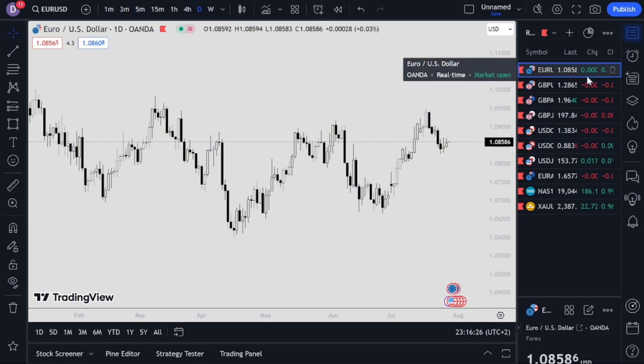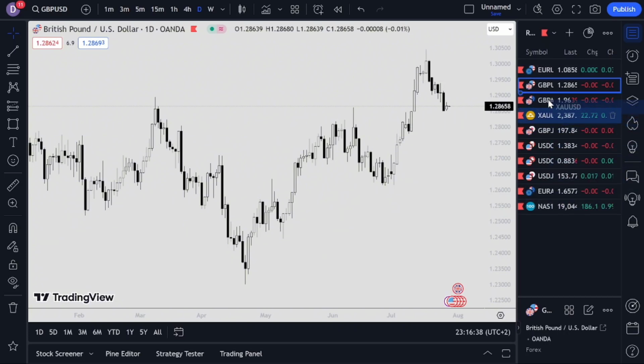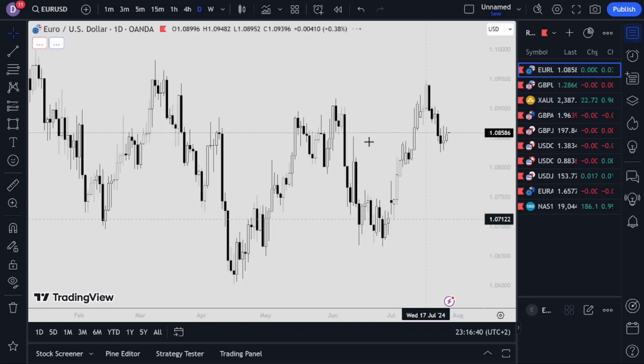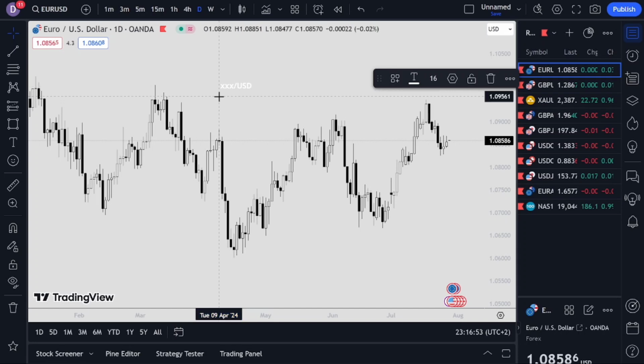So EURUSD and GBPUSD should be somewhat of the same thing because it is XXX against the USD. And it should also be for gold. So I'm actually going to move gold right there. So these three pairs should all correlate to each other, so you should know that if we have something like this, they should all correlate to each other. So GBPUSD, gold, for example, EURUSD, anything that's XXX USD is going to do the same thing, and vice versa.